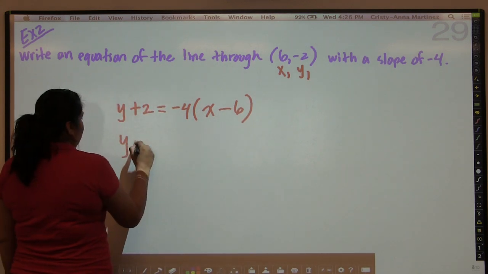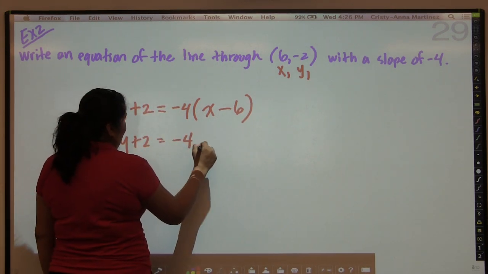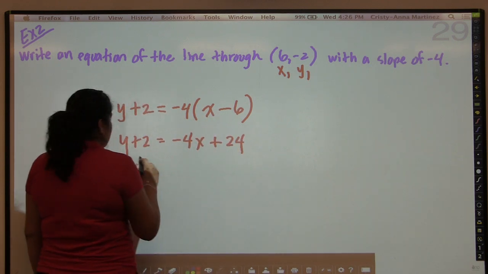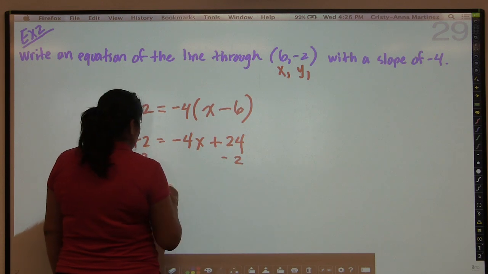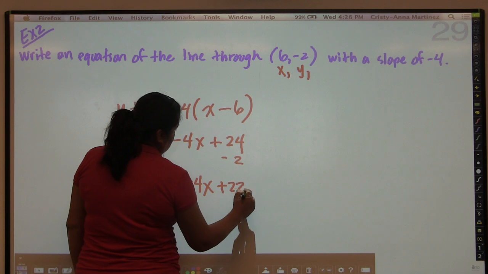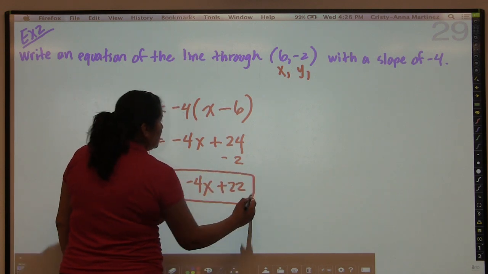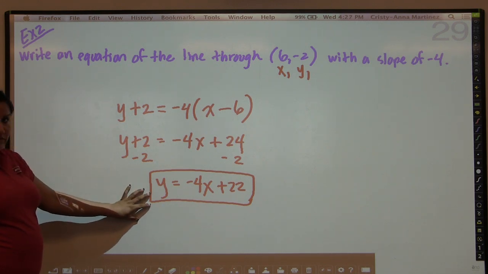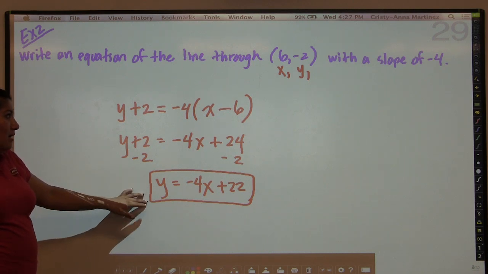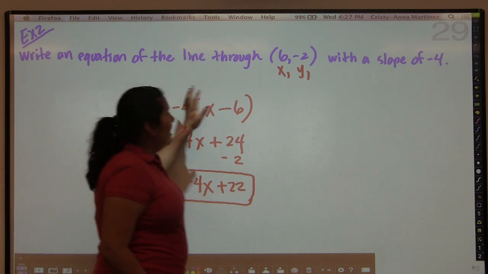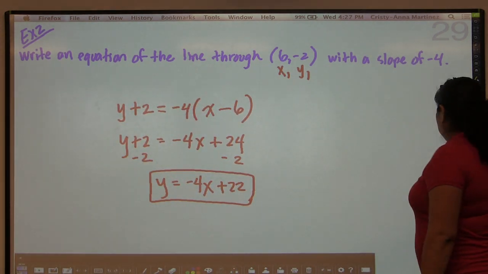So then I get y plus 2 equals -4x, negative times negative is positive, 6 times 4 is 24, minus 2, and you get y equals -4x plus 22. So don't be mistaken that just because I started by using the point slope formula, eventually you do want to end up in slope intercept form, which is y equals mx plus b. But you want to start here when you don't have the y-intercept. So in this case, I did not have the y-intercept, and that's what I did with that one.